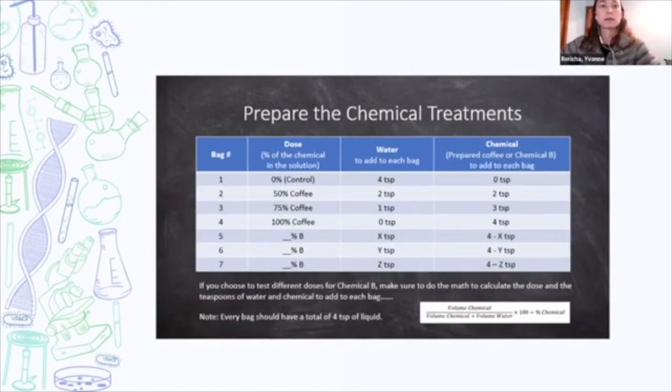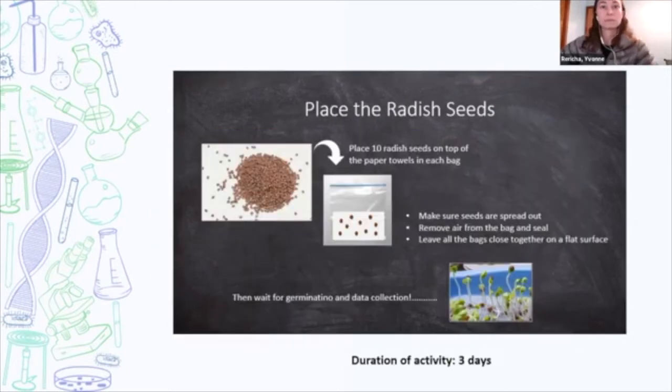And this will entail 50%, 75%, and 100% coffee solution treatments. So we provide them with this table, both in the worksheet and in the videos, so that they can follow the appropriate dilutions to get to the percentages that we want to test. And then for their chemical B, they can either choose to use the same percentages, the 50%, 75%, and 100%, or if they want to, we also provide them with some additional equations that they can use to determine additional percentages if they want to change things up.